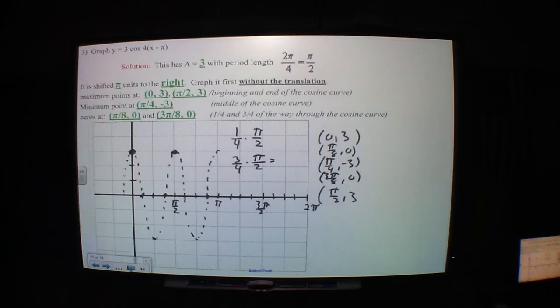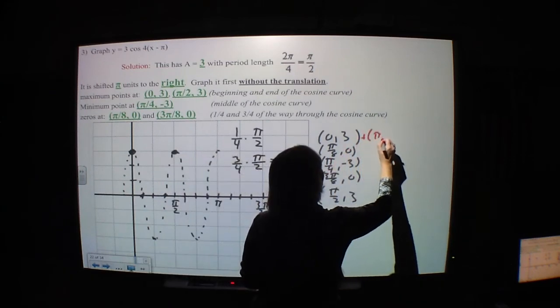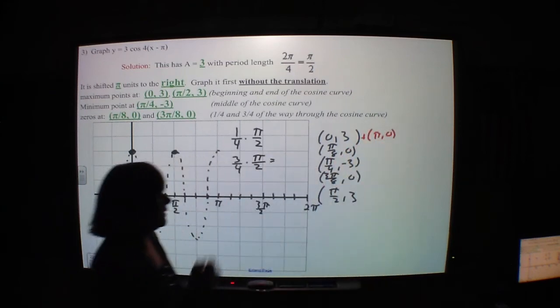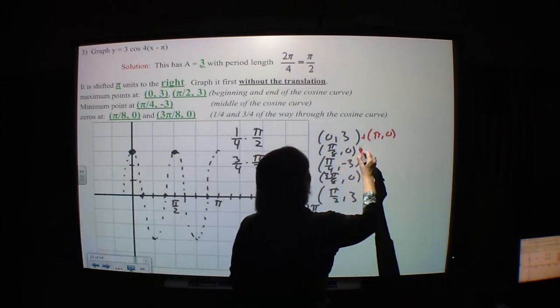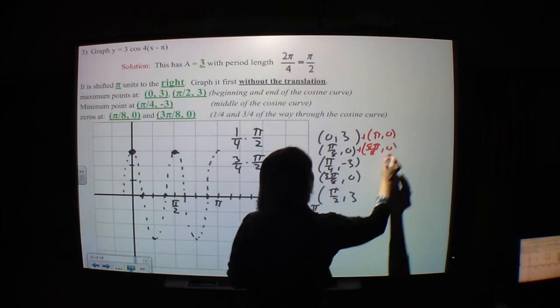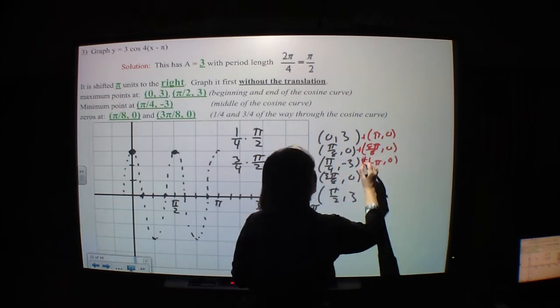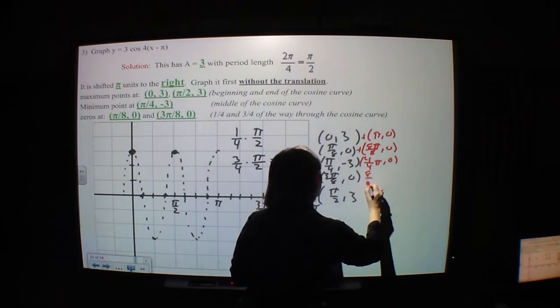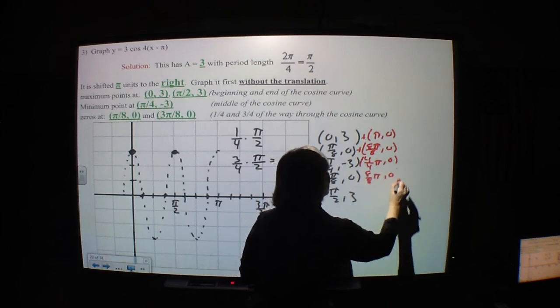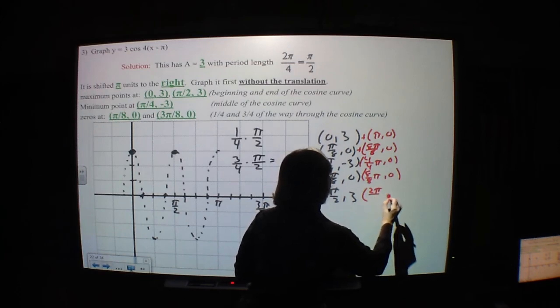I'm moving it pi to the right. So I'm going to add pi to my x. I'm not adding anything to my y. I'm going to add pi. But here now I'm going to call it 8 over 8. Here I'm going to call this 4 over 4. Here I'm going to call this 8 over 8. Still pi. Here I'm going to call this 2 over 2, because that's still pi.